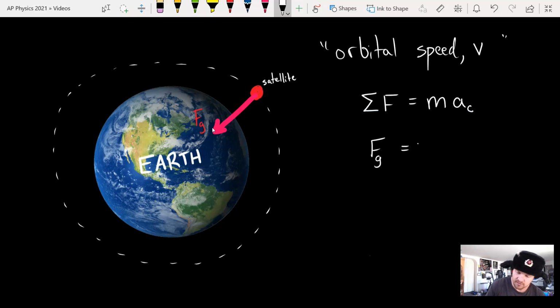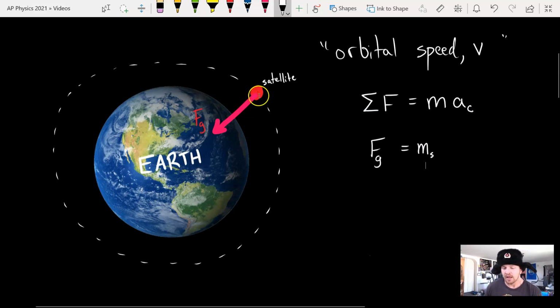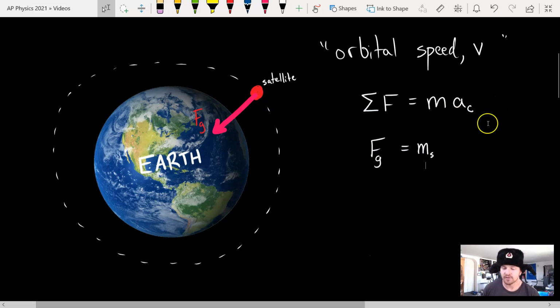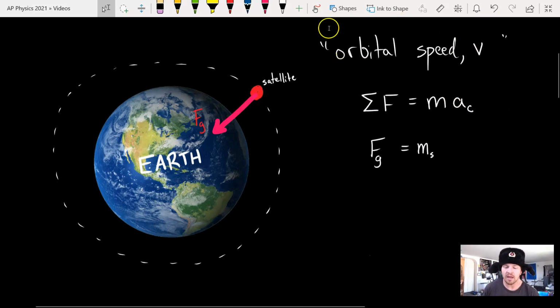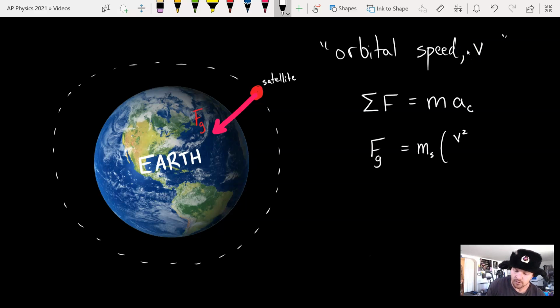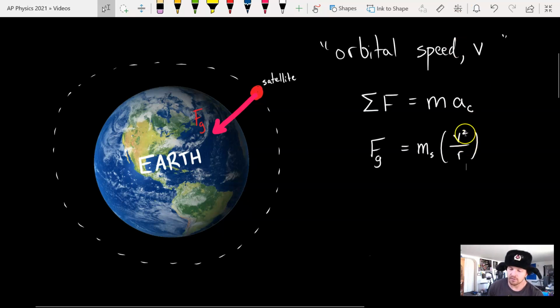We'll say mass of the satellite, little s for satellite right there. And then centripetal acceleration, this is where your decision comes into play, because we know a few different expressions for the centripetal acceleration. But because I'm being asked about the orbital speed, I want to pick the equation that has speed in it, v. So that would be v squared over r. It's actually on our AP equation sheet. And now I have a variable speed that I can solve for.